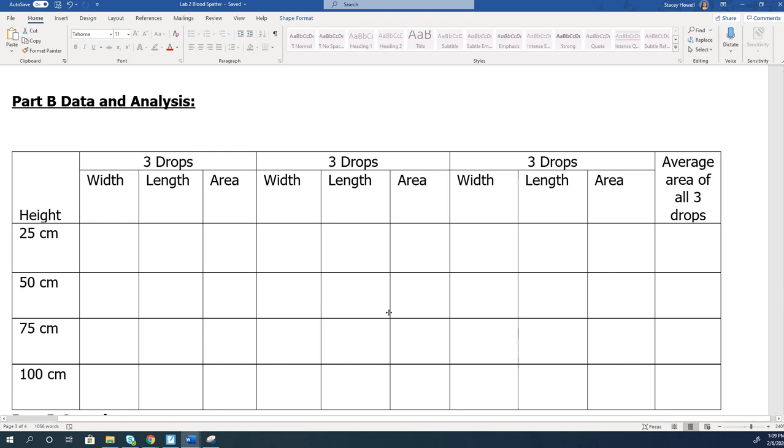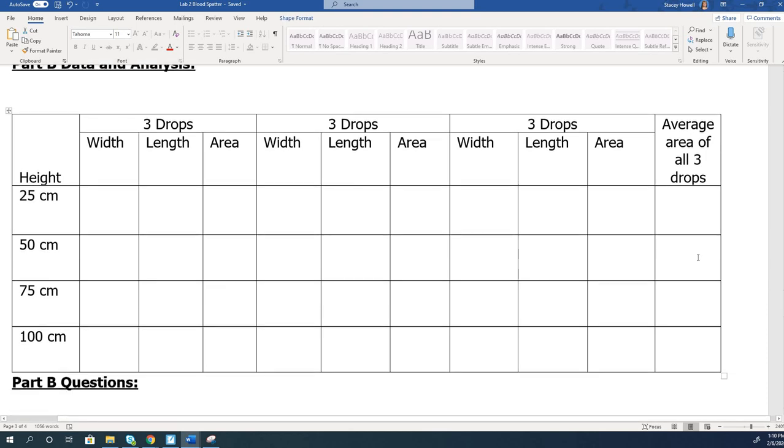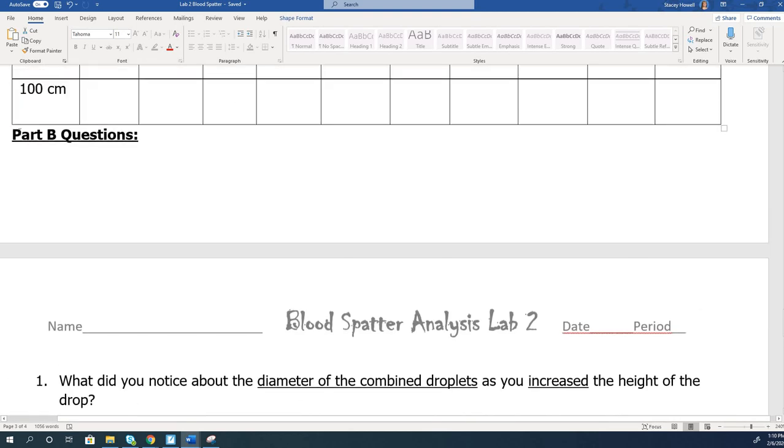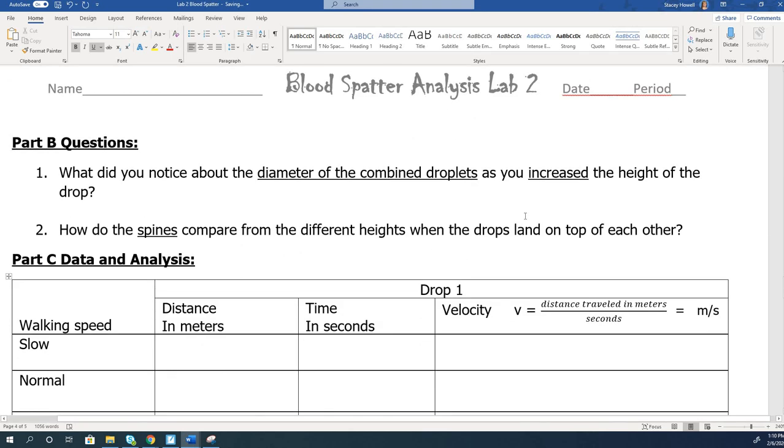For part B, you've got 3 puddles of 3 drops each. You're going to analyze each of the puddles, finding the width, length, and area. Remember not to use the spikes. You use the smallest area going across. And you're going to get the average of each of your areas. Then for part B questions, make sure you answer your questions as you go.